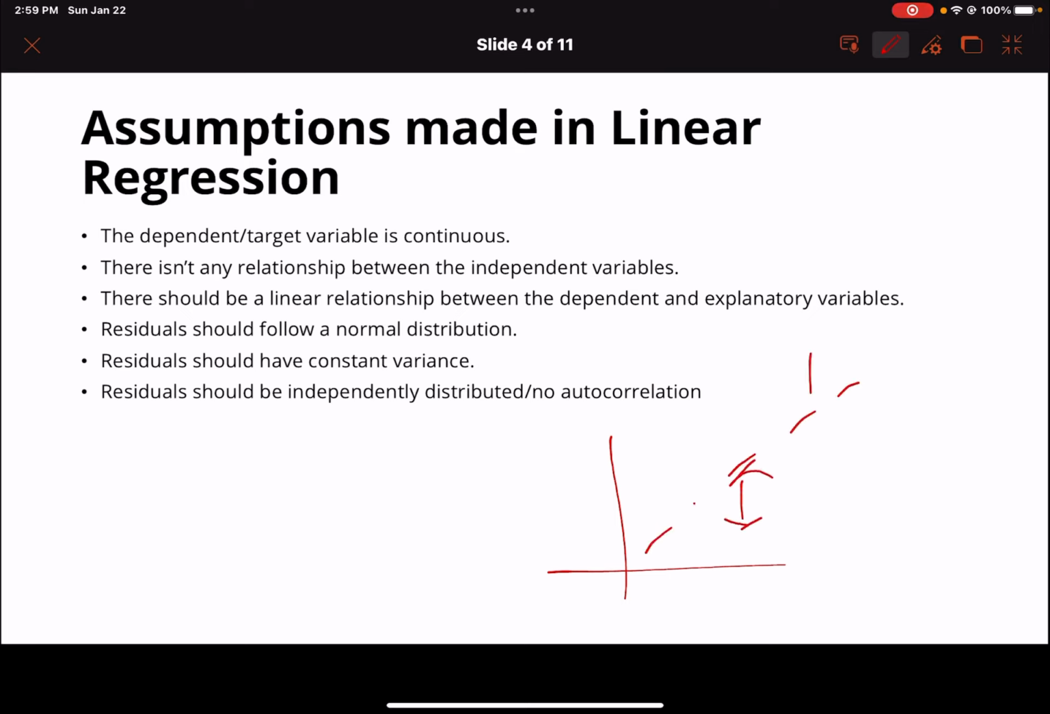Residuals are the terms. So these are actually some values. It could be positive 3.5, and then if your data point is here, then it could be minus 6.2. So these are the residual terms. There should be no autocorrelation between these residuals.